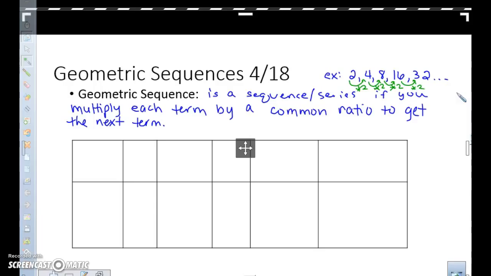All right, we have a formula. We're going to write it down in the boxes. To find a certain term, a sub n is equal to a sub 1 times r raised to the n minus 1 power. This is an exponent. I'm going to write it in words underneath, okay?